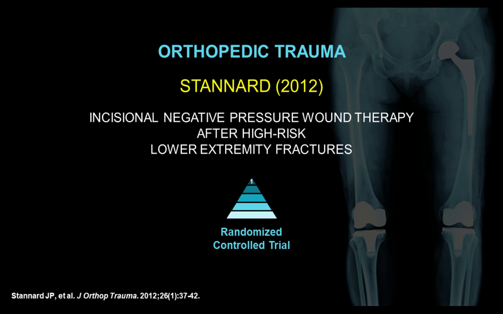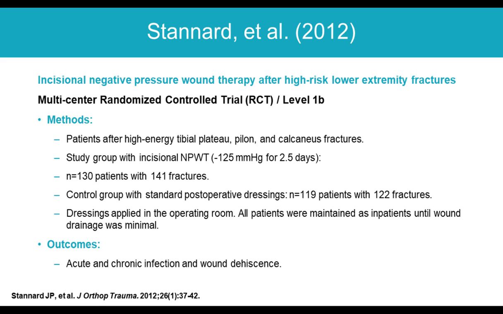This is a study that came out a couple years afterward, and this study is also looking at an orthopedic trauma population, published in 2012 in the Journal of Orthopedic Trauma. This is a prospective randomized controlled trial of about 250 patients who came to a level 1 trauma center with a high energy plateau, pilon, or calcaneus fracture. When these patients were indicated for surgery, they were randomized to either a standard dressing or a negative pressure dressing over the closed incision for the first 2 or 3 days.